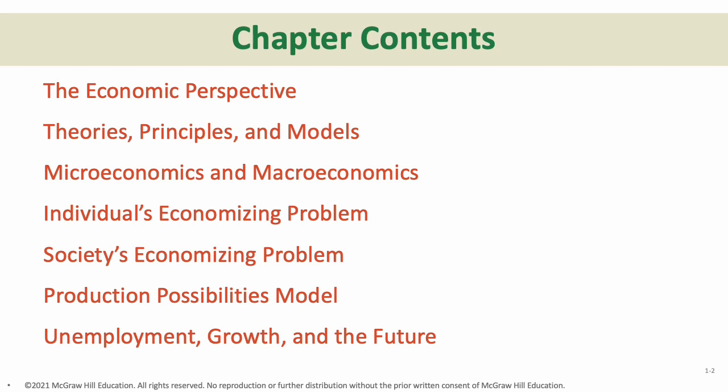What's the difference between micro and macroeconomics? This is mostly a macro-focused course, but I will touch upon things from a micro perspective every now and then. What is the individual's economizing problem, society's economizing problem? What is our production possibilities model? And finally, unemployment, growth, and the future.